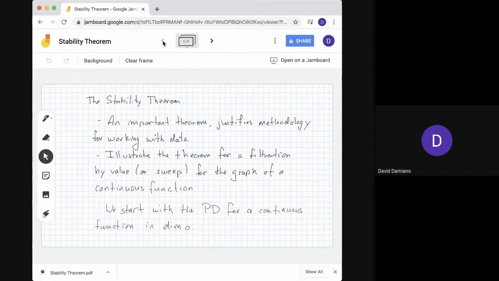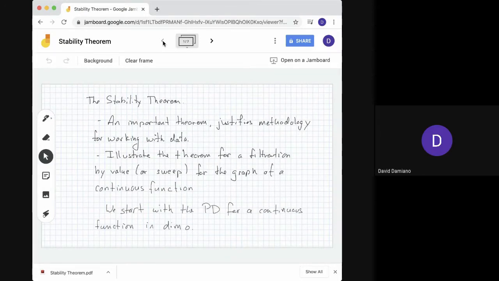Hi, this session is about the stability theorem. This is an important theorem in topological data analysis. In a sense, it's the theorem that makes all of the data analysis work. And you'll see when we get to the end what it's good for.